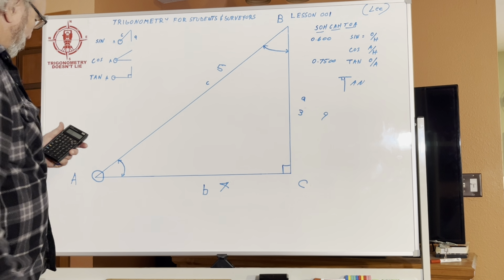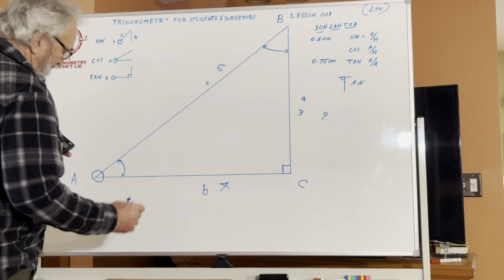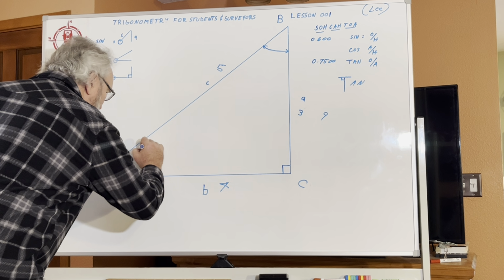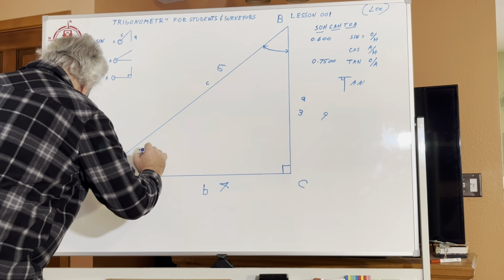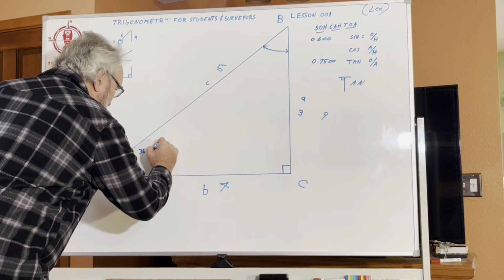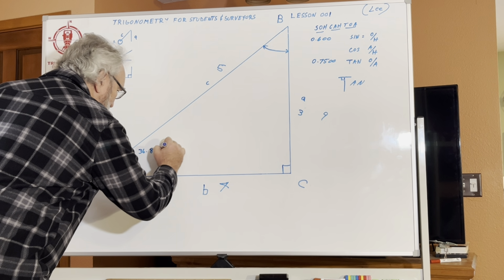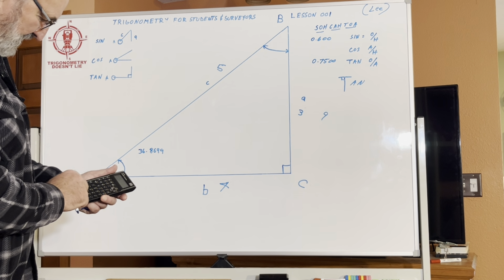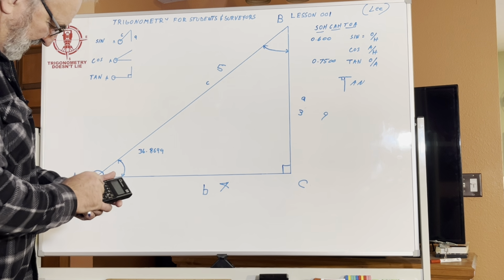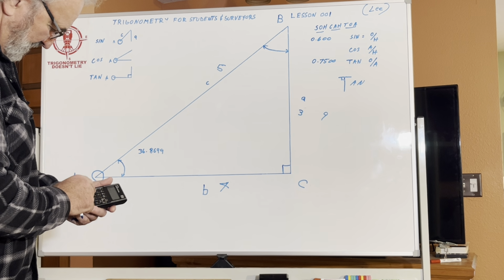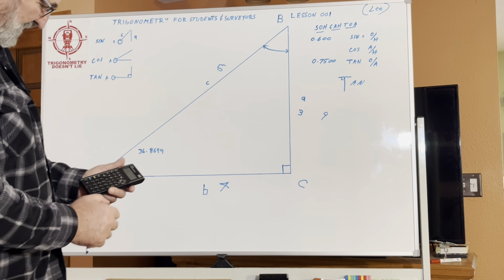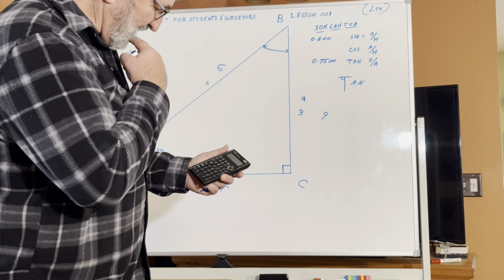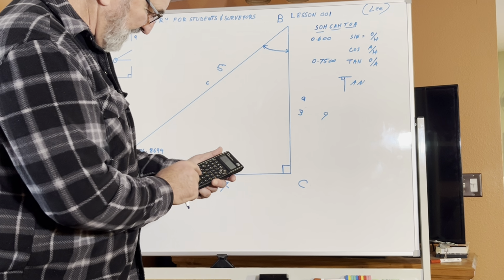Now that's the decimal. So I'm going to write both of these here. 36.8699. Now I'm going to store that down here at 0. So I'm going to go shift key, store 0. Now just to make sure it's in there right, I'm going to go recall 0, 36.8699. Now I'm going to convert it to degrees, minutes, seconds.